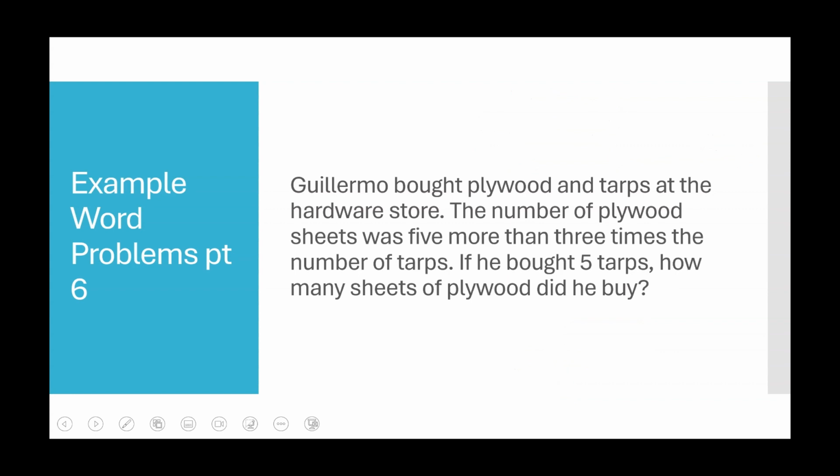All right, very similar problem, different numbers. He's buying plywood and he's buying tarps. The number of plywood sheets was 5 more than 3 times the number of tarps. And this time I know he bought 5 tarps, but what I need to find is plywood. That's what I'm looking for.